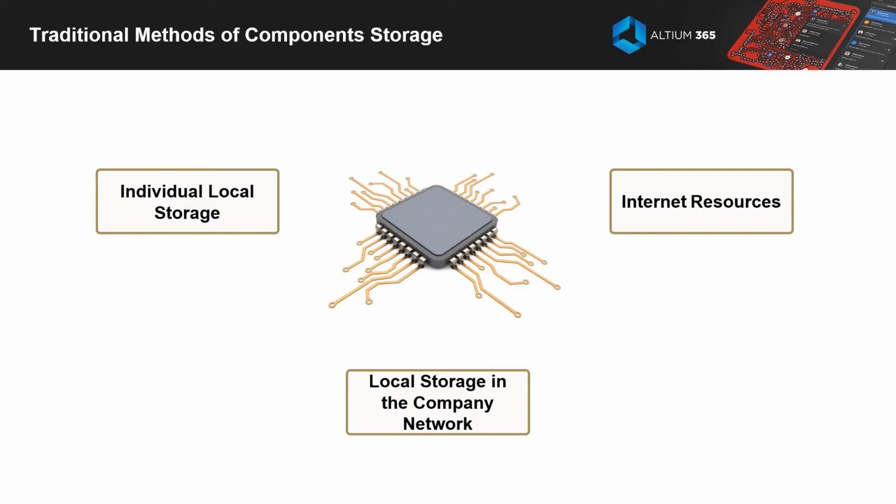Then we have local storage in the company network. These libraries can be organized in a local network or shared drive. This method is generally used for database libraries. But people often pass and store other file-based libraries using the network drive as well. Lastly, we're going to talk about something I'm going to call internet resources. So these are downloadable libraries from places like Octopart, and they're libraries that can be downloaded for use.